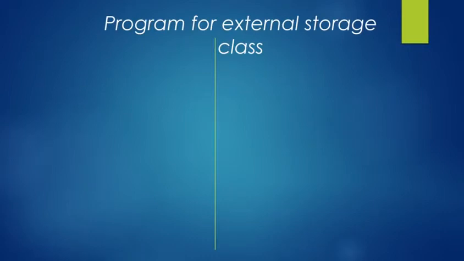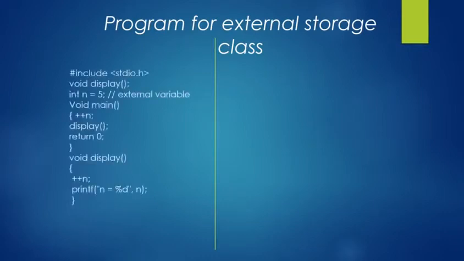Let us see the program for external storage class. In this program, we have initialized a variable of data type integer, n equals to 5, and then we wrote our main function, and we have also used another function called the display function. As we see in the main function, we have pre-incremented the value of n and then called the display function, and the value is incremented again and the latest value of n is printed. Let us see the output of the program.